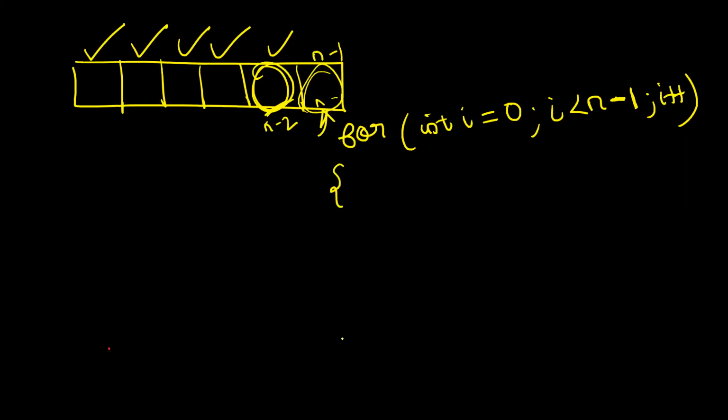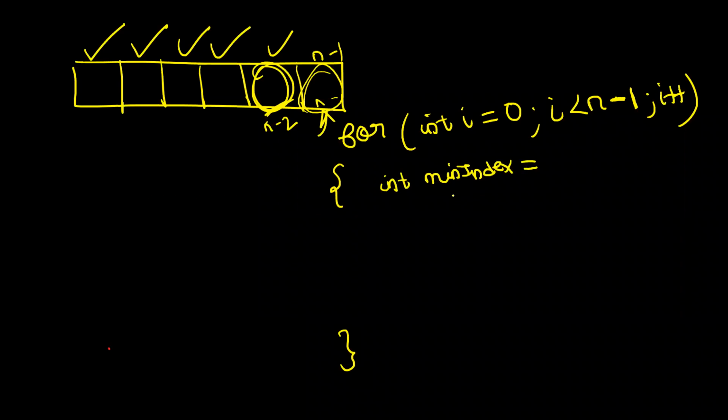Now what do I do, guys? I am searching for the correct element that should come at index number i. What should I do first? I have to initialize a variable min index. And what should be its value?